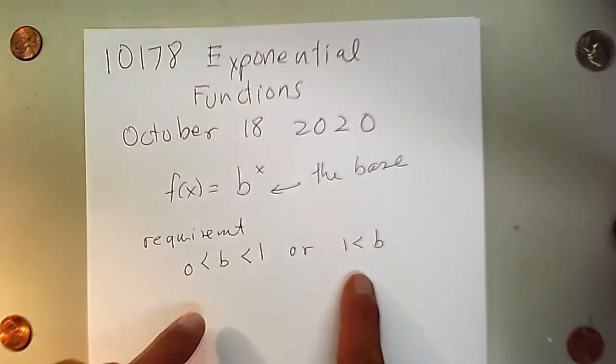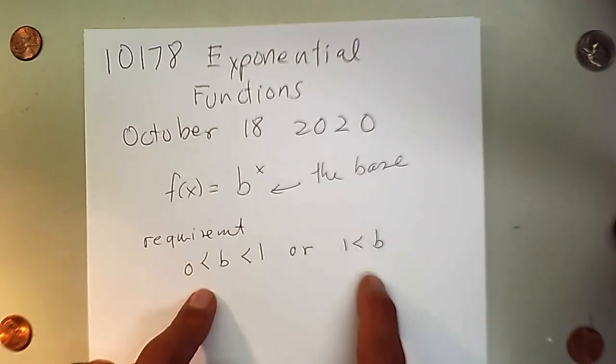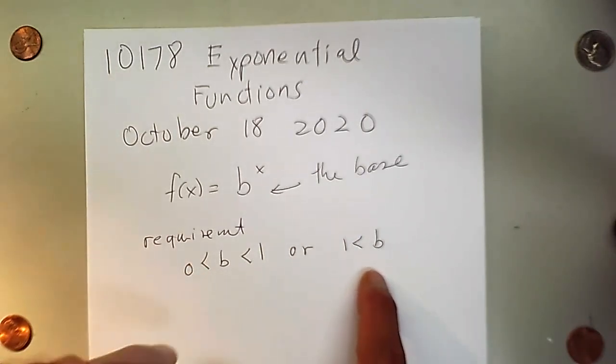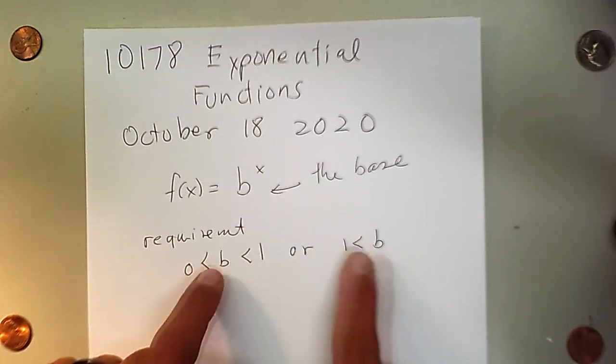So b cannot be 1. If we have that b is equal to 1, then we don't have a true exponential function. If b is negative, then that is not an exponential function either. So b is bigger than 1, or b is between 0 and 1. And we have two cases.